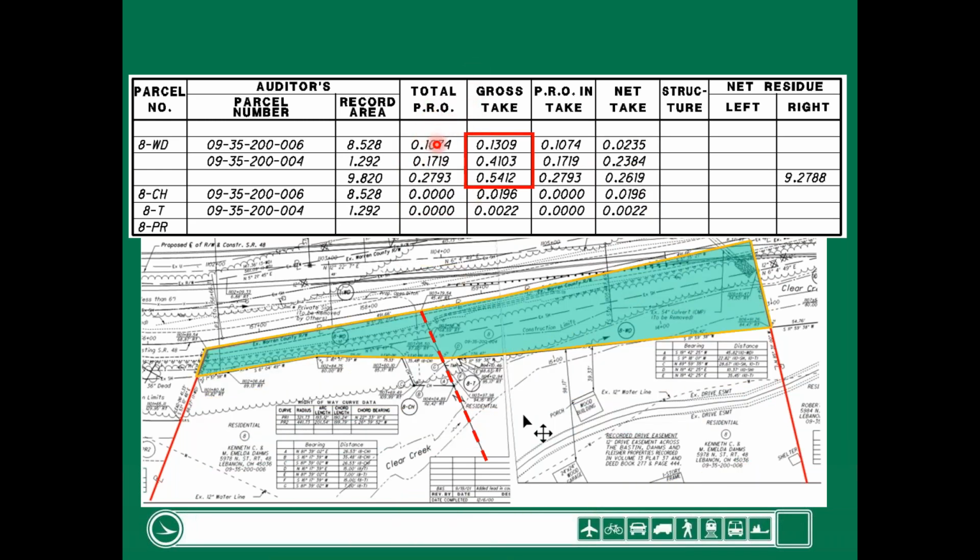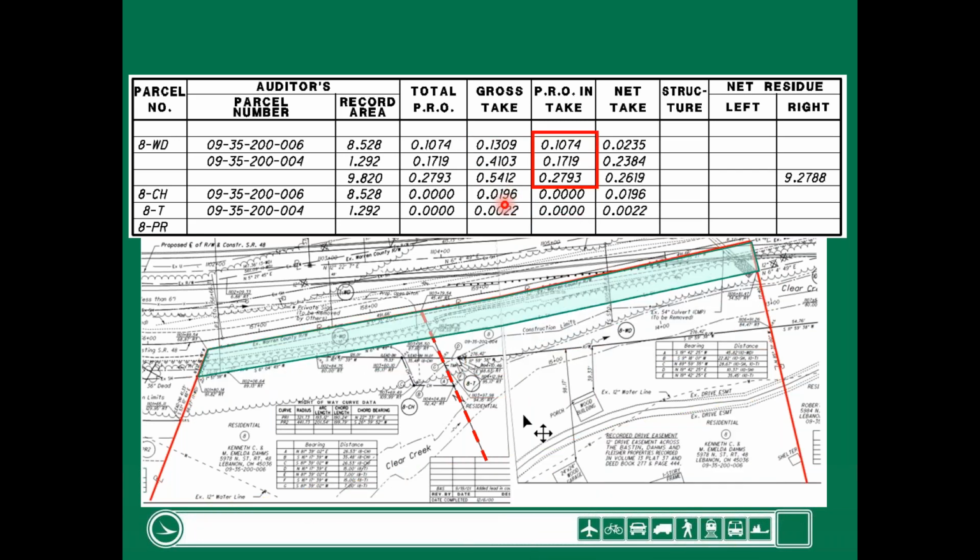After the total PRO, what is the gross take? What's the total area that we're going to acquire? Well, we're going to acquire the PRO because we're acquiring a WD, a fee taking, and we're going to acquire this net take area that we identified. So the gross take ends up being everything that we're acquiring in fee or WD. So the total acreage is 0.5412 acres.